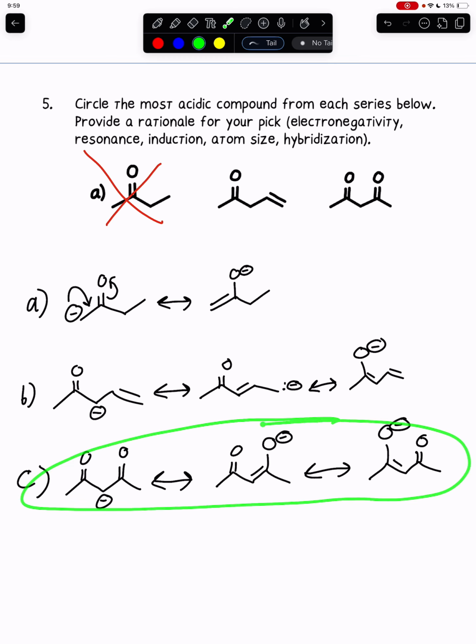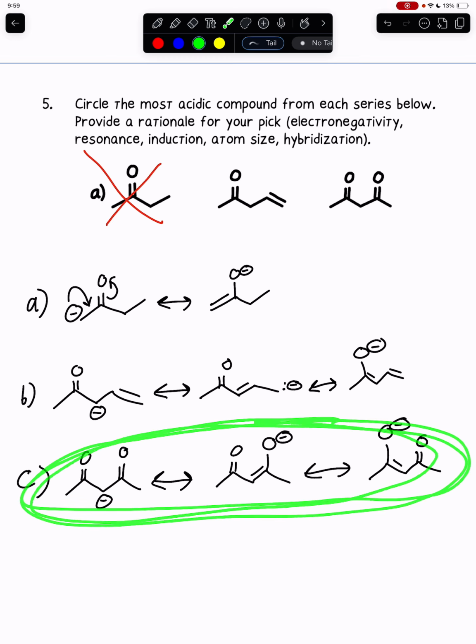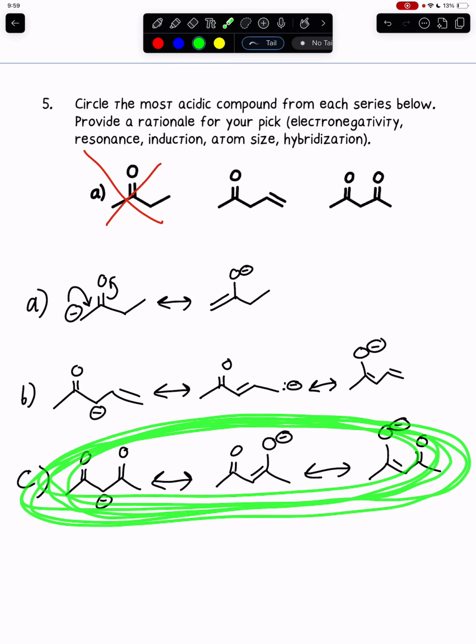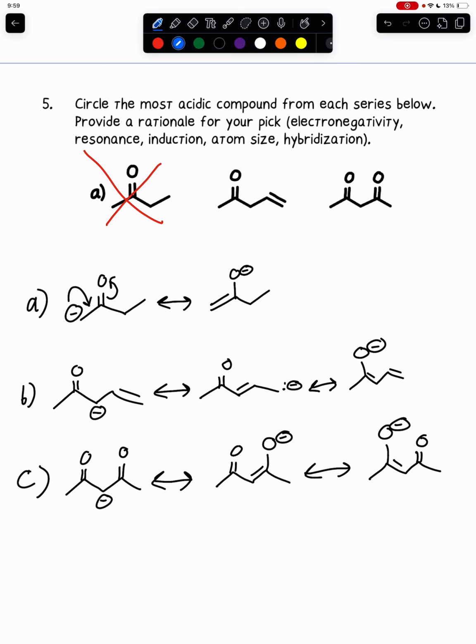This is most likely, without knowing any pKa numbers here, the most stable, which means it came from the most acidic, which means that this is the most acidic molecule here.